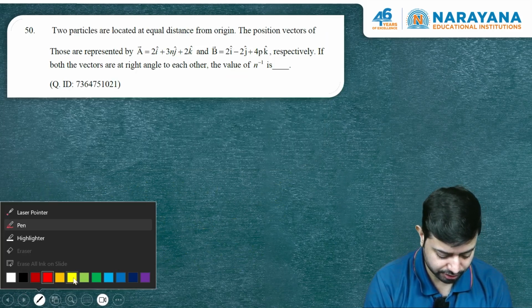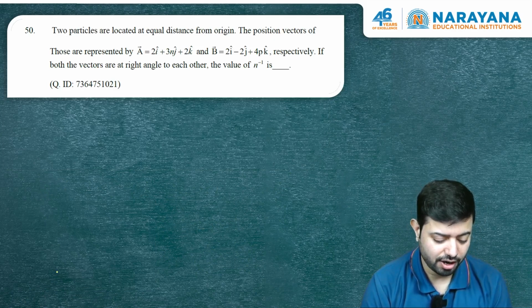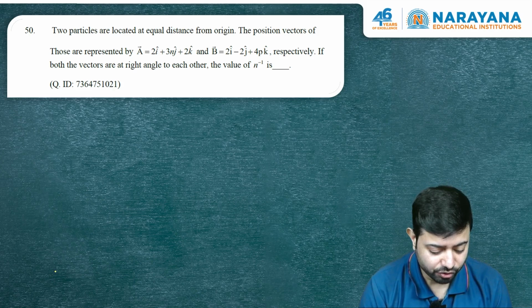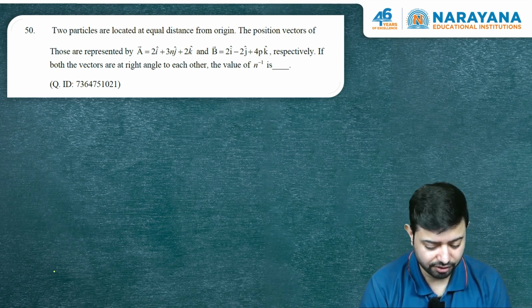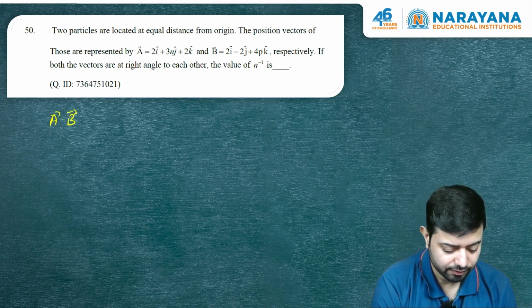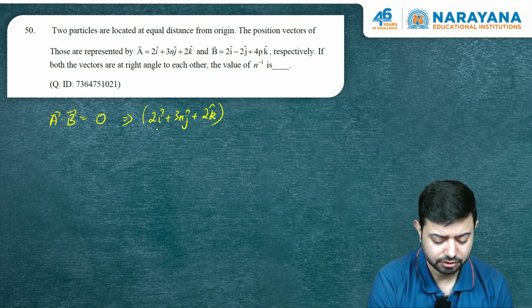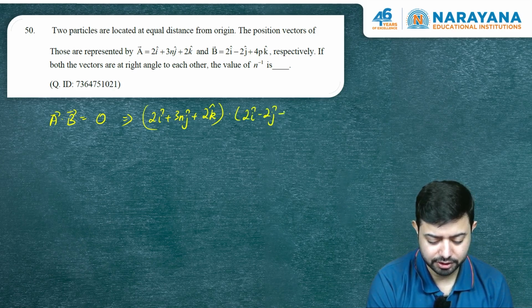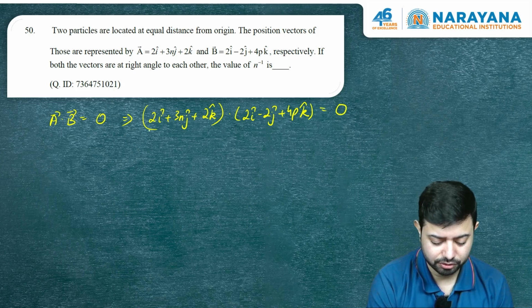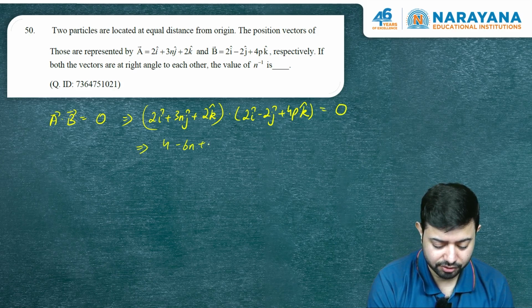Alright, let's move to the last question, 50th. Two particles are located at equal distance from origin. The position vectors of those are represented by vector a and vector b, which are given. If both the vectors are at right angle to each other, that means a dot b should be 0, right angle property, correct. What you will see? 2i cap plus 3n j cap plus 2k cap, you take dot with 2i cap minus 2j cap plus 4p k cap, this has to be 0. What will it give? 4 minus 6n plus 8p equal to 0. So you get one relation over here.